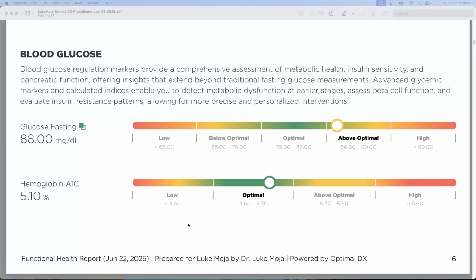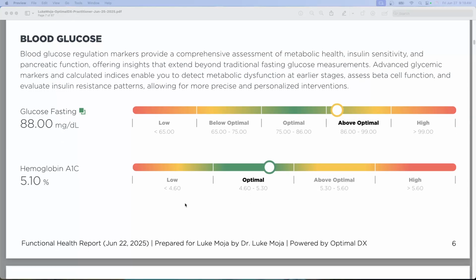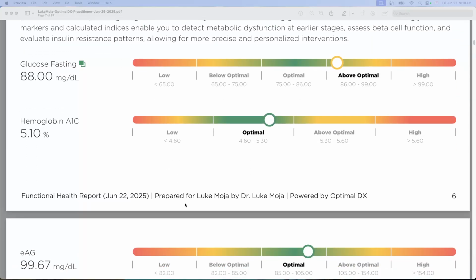I'm in the optimal range, 5.1. That's good. Definitely don't want to see that getting above the 5.5, 5.7 range. That can start to indicate significant blood glucose dysregulation. But you can see here I'm in the optimal range, so that's good. So that makes me think overall, blood sugar is pretty good. That slightly high glucose is probably due to something unusual like stress or a poor night's sleep or something like that.